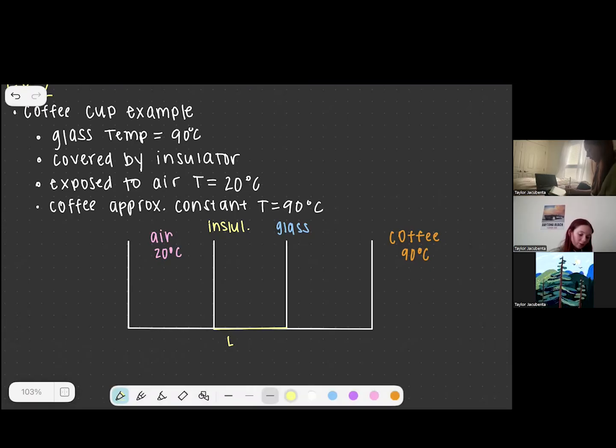Okay, there we go. Length of insulator. And this across here is going to be our length of our glass, so how thick these two layers actually are. We modeled it this way because we are going to say that our x-axis is pointing in the right direction for positive, because our heat is going to transfer from hot areas to colder. And so we're going to keep it going in the right to left direction.